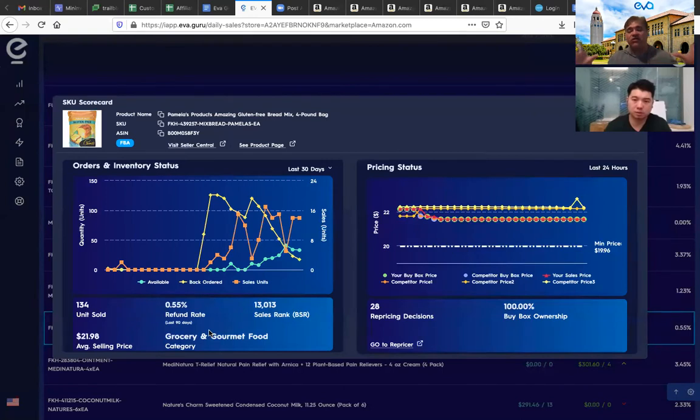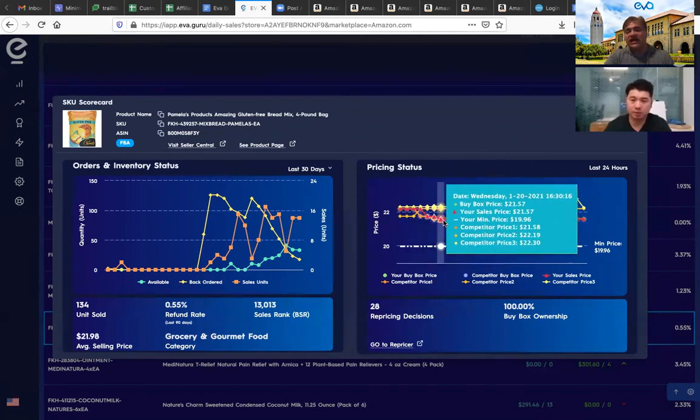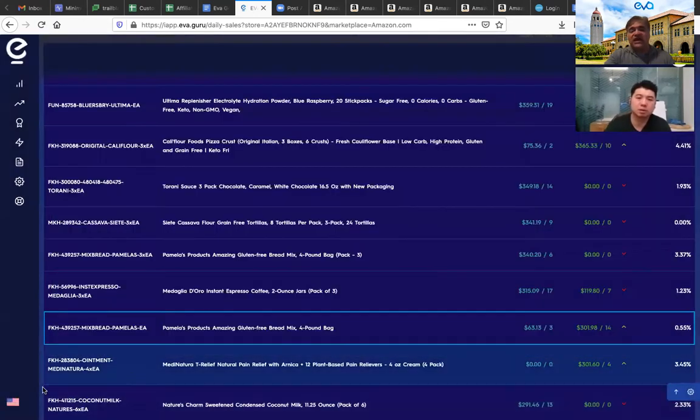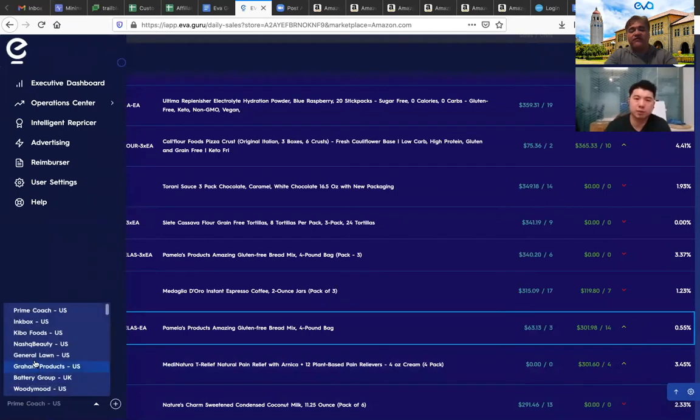And this is all an in-memory application. I don't want to go into technical details, obviously, but here you see the pricing changes, the competitor one, competitor two, what is your price, and who is getting the buy box all the time. So that's the beauty of Eva.